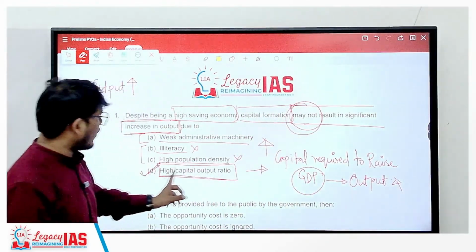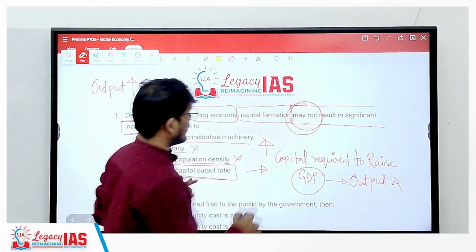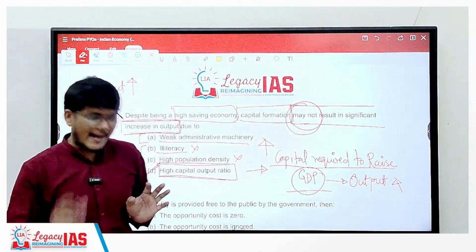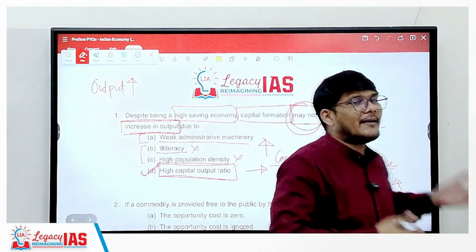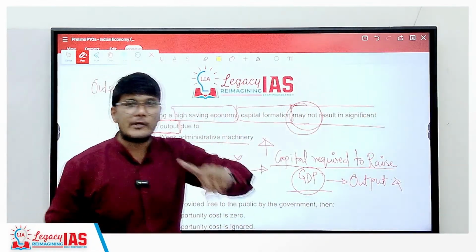So we should know what is a high capital output ratio. What is capital output ratio? Capital output ratio is the capital required to raise the output by a single unit. How much capital is required to raise the output by 1 unit? That is your capital output ratio.